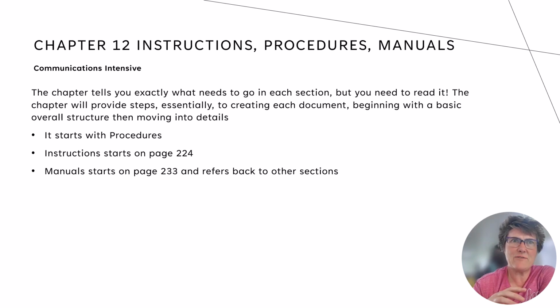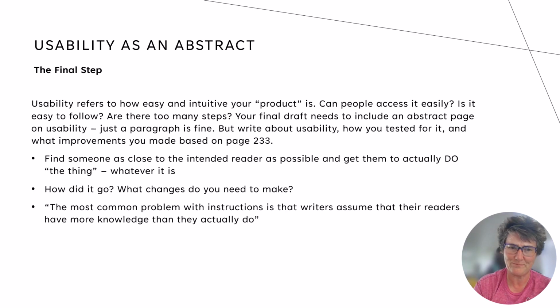The chapter itself starts on procedures instead of instructions, even though instructions is the first word in the chapter. If you guys can figure out why that is, let me know and I'll see if I can give you some extra credit points for it. There's actually a reason for it. Anyway, okay, procedures. Instructions starts on page 224, and then manuals starts on page 233 and refers back to the other sections. There's actually a little bit of overlap in each of the sections, so you really do have to sit down and read this chapter a little more carefully than previously.